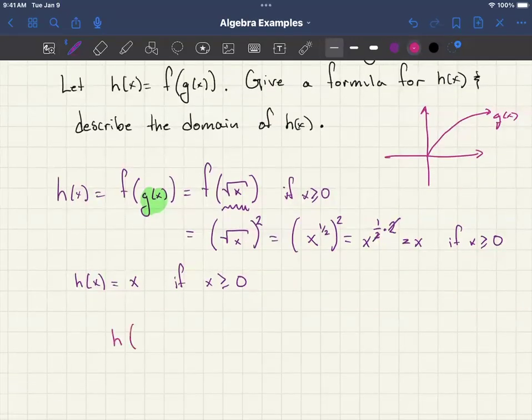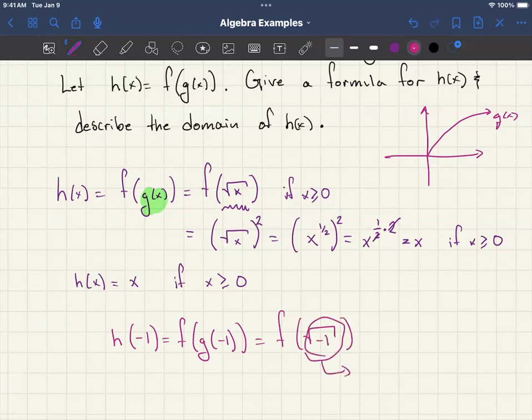Because if we tried to punch a negative number into h, right? Let's do this as an example. Let's say we try to punch -1 into h. That would be into f of g. And we'd punch -1 in there. We'd get f of square root of -1. And all of a sudden, we'd get imaginary numbers popping up. And we want to stick with real numbers. So we're going to stay away from putting negative signs in there.